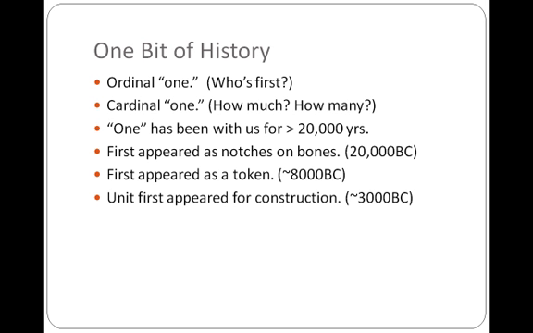1 as an entity has been with us for more than 20,000 years. It first appeared on bones, carved as etchings or notches on bones 20,000 years ago, and first appeared on a token about 8,000 years ago. The unit first appeared for construction about 3,000 years ago. This was about the time that the Great Pyramids were being built.